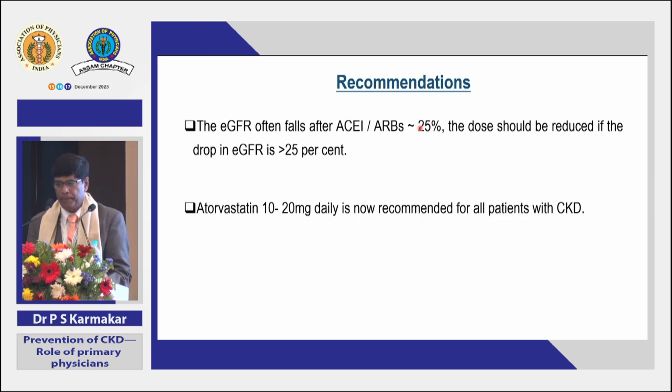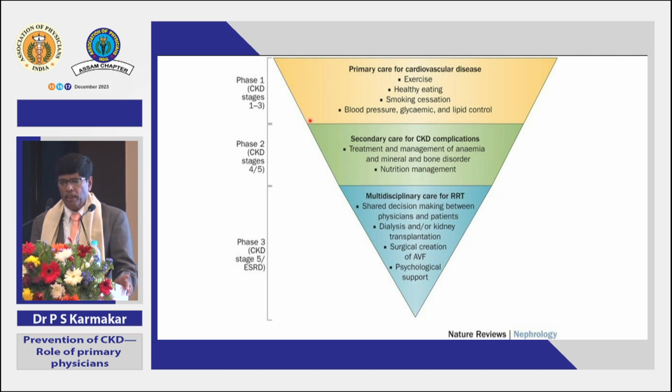That could be acceptable. But if GFR falls by more than 25%, then you have to readjust the dose. You have to reduce the dose so that the GFR does not fall more than 25% of the basal level. And one must-have molecule is atorvastatin, 10 to 20 milligram per day, recommended in all CKDs. So far, care of the kidney disease, along with what I have already discussed.